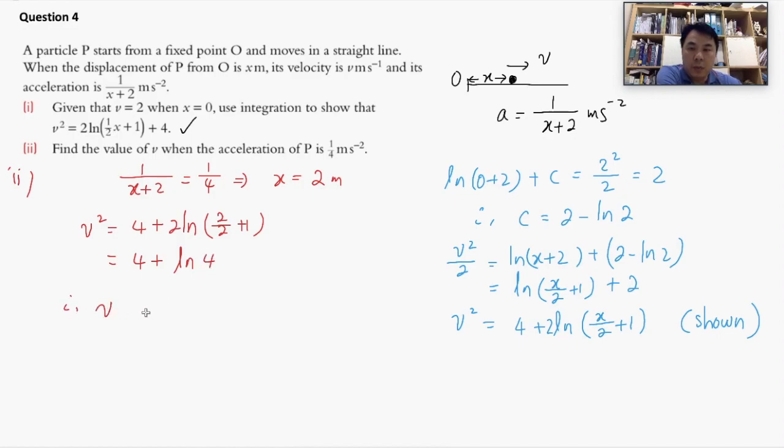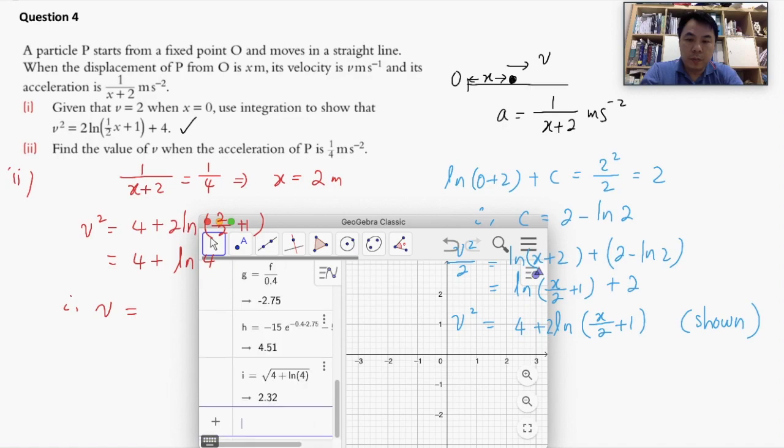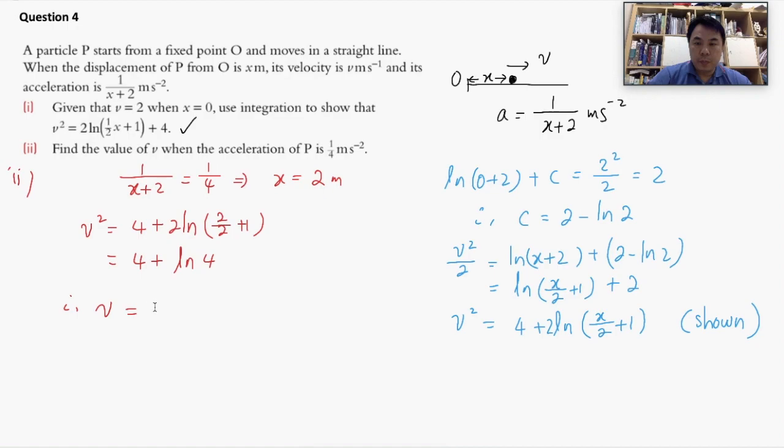Therefore, velocity is equal to, just let me get my calculator here, the square root of 4 plus ln 4. Then that would yield 2.32 meters per second. All right, there you go. Question 4.